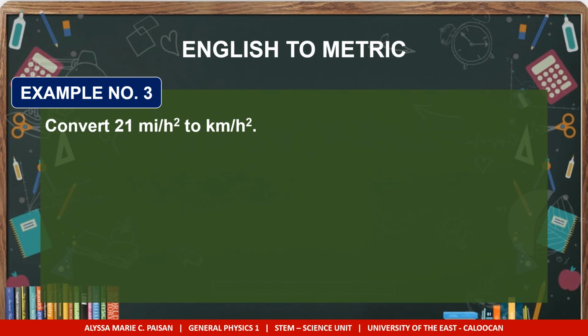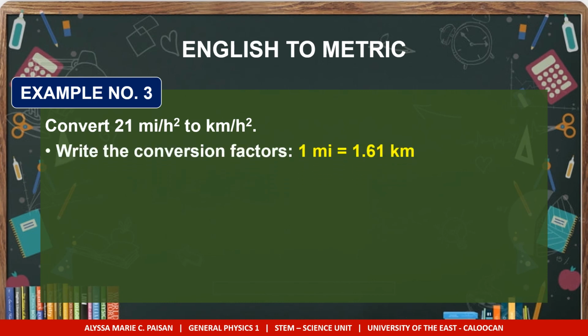Now let's have example number 3. We have convert 21 miles per hour squared to kilometer per hour squared. We will only have one conversion factor here, which is 1 mile is equal to 1.61 kilometers. That is because we do not need to convert the units for time, since both of them are expressed in hour.